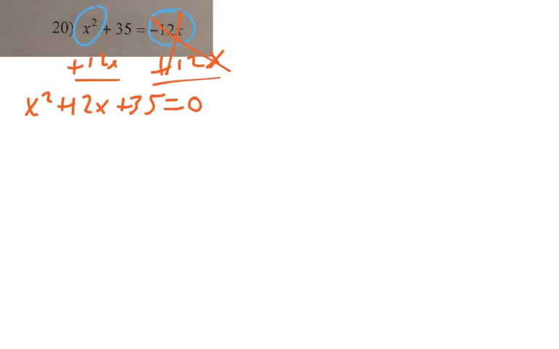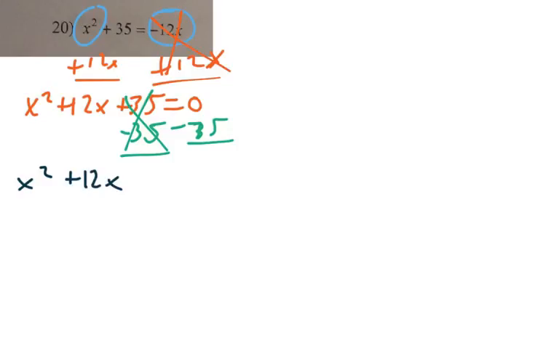Next, let's go ahead and subtract 35 from both sides. And 35 minus 35 is 0. So notice now we're left with x squared plus 12x, and I'm going to leave a little space here again, equal to negative 35. Now what?